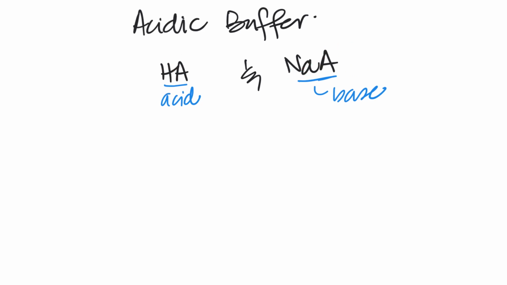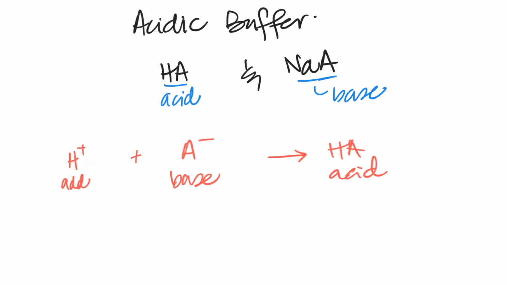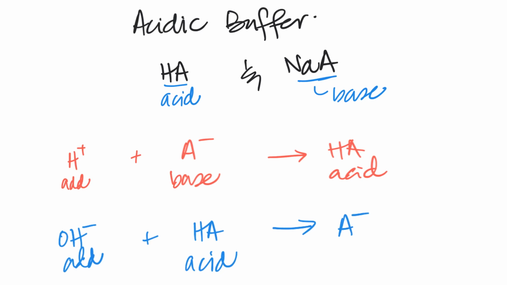So when you add externally H plus ions or any acid to this buffer, they will react with the base, which is the A minus, to become the acid. So all of the H plus is absorbed. And if you add OH minus to this system, then it will react with the acid, which is HA in this format, and convert it into the base and water. As long as you have a large amount of acid and a large amount of base, it will be a buffer. This type is called an acid buffer.